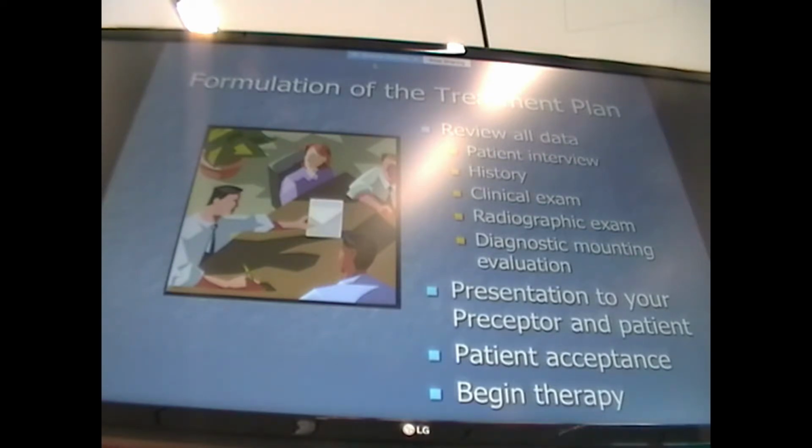You're going to make up a presentation that you're going to give to your preceptor, and you're going to present it to the patient. You've got to talk to that patient and explain to them what their needs are, what their problems are, and how you're going to help them. Is this important? Well, if you want to eat at night, it is, okay?